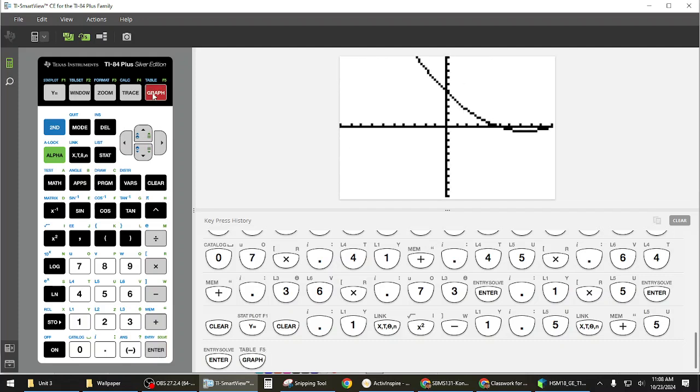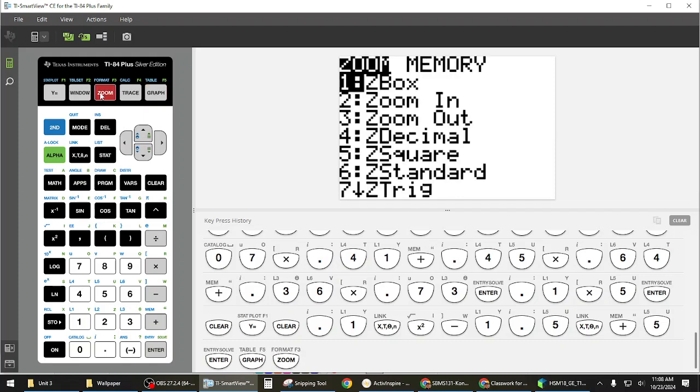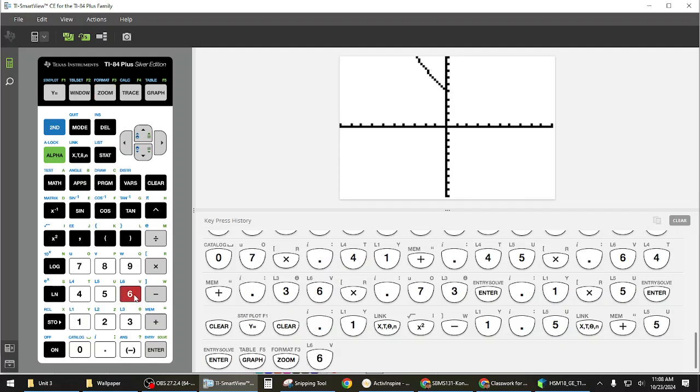Depending how your window is set, you may or may not see it at all. So if you want the standard zoom window so we all have the same picture, hit the zoom button, top middle, and hit 6. You can just type 6. Okay, so you'll all have it looking similar to that. Everybody see what I'm seeing? Okay.